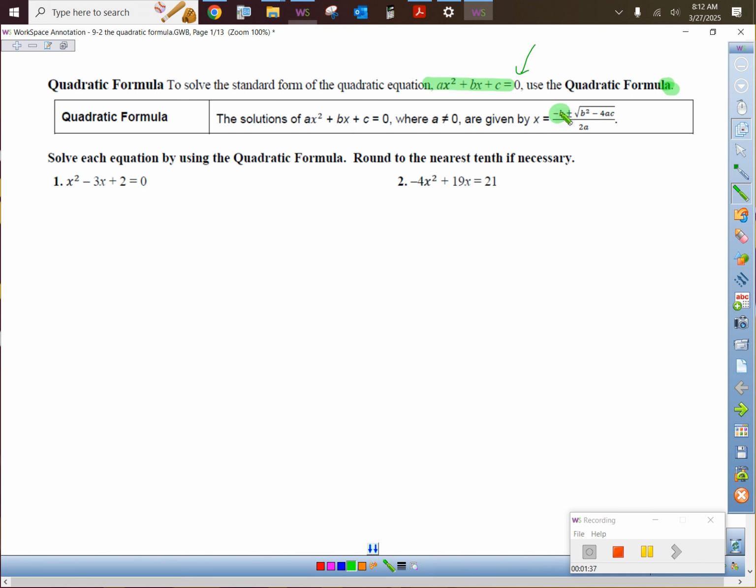Too much to say at once, so we're going to say it in phases. Ready? Repeat after me. What I say, you say. Opposite of b. Plus or minus. Square root of b squared minus 4ac, all over 2 times a. One more time. Opposite of b. Plus or minus square root of b squared minus 4ac, all over 2 times a.